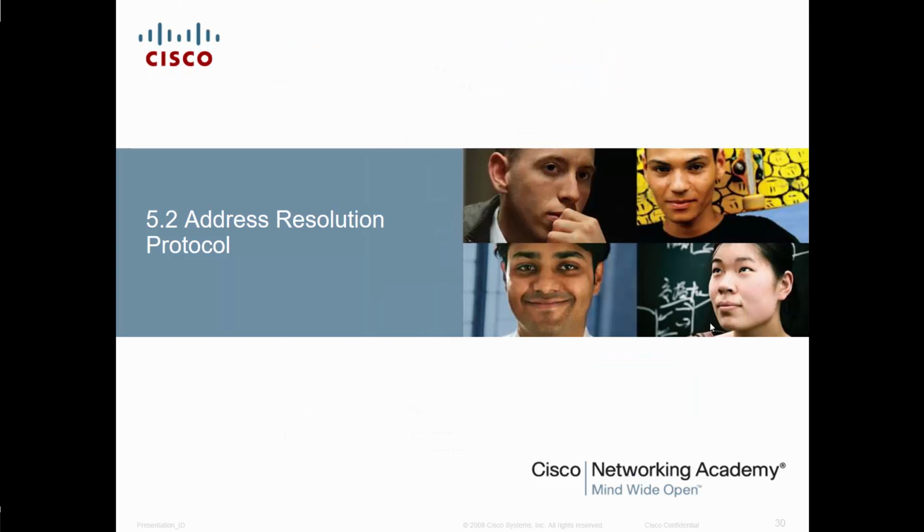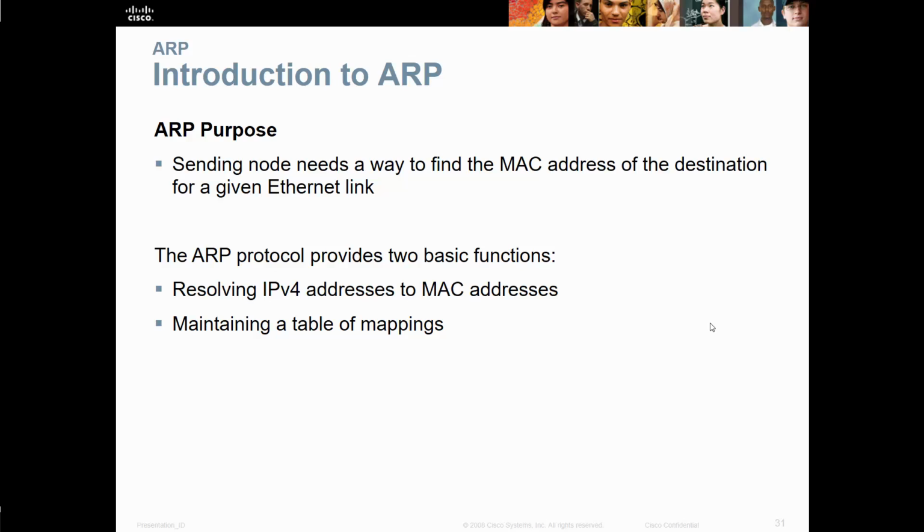So what if we don't know our MAC address? How do we get it? We use a protocol called ARP, which is Address Resolution Protocol. The purpose of ARP is that the sending node has to have a way to find the MAC address of the destination of a given node or link. ARP provides 2 basic functions: resolving IPv4 addresses to MAC addresses, as well as maintaining a table for mapping.